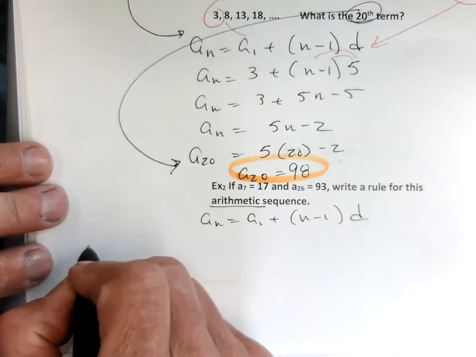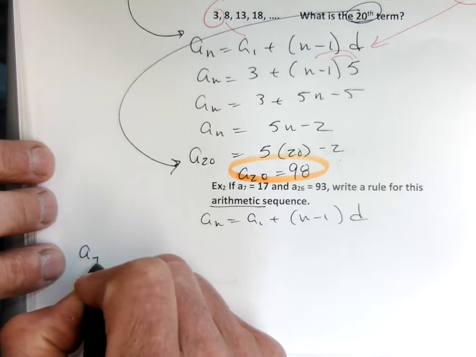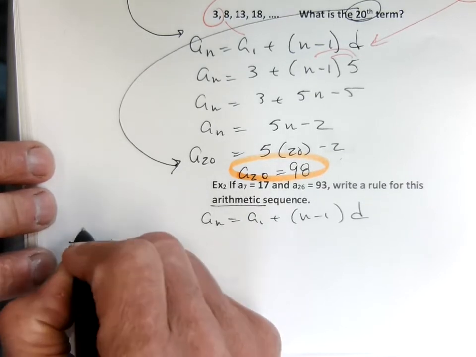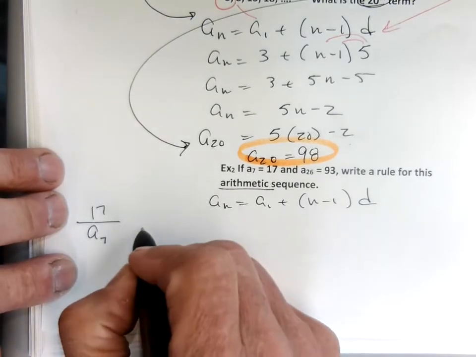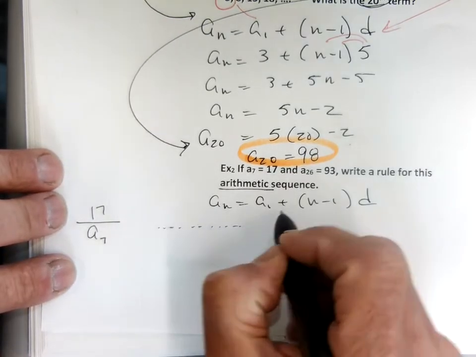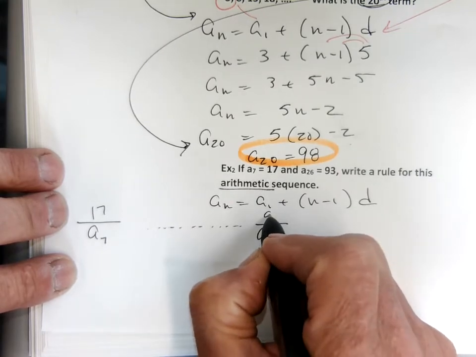If a7 is 17. I'm going to show you how I'm going to do this, okay? Right? And then A26 is 93, okay?